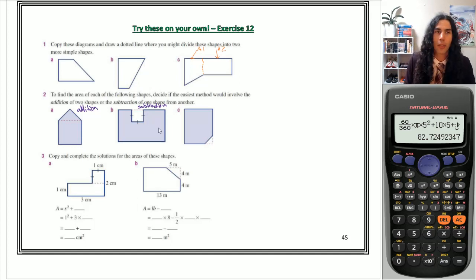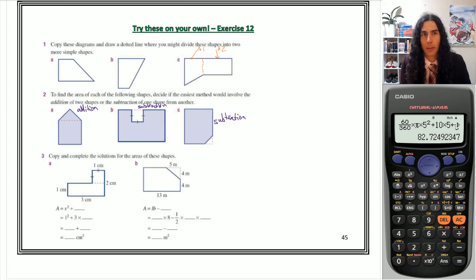See, again, that's a subtraction. It's just easier that way. You could split it into only 2 shapes. If you did addition, you could do 2 shapes, just to show you here in green again, a rectangle and a trapezium. But no, subtraction, easier. Avoid trapeziums as well. Trapezium formula is tricky. Where possible, use rectangles and triangles.